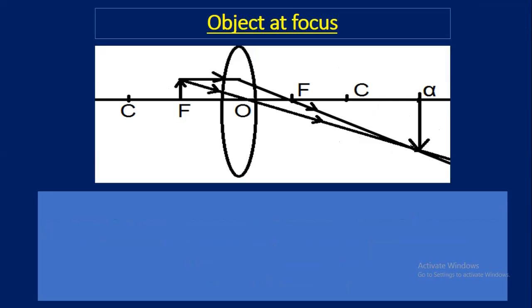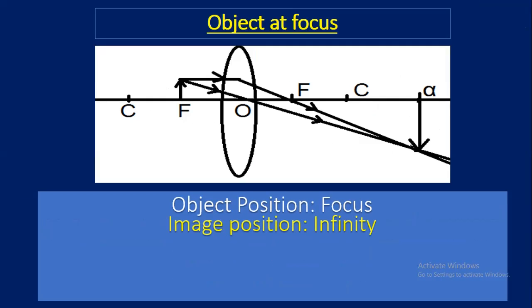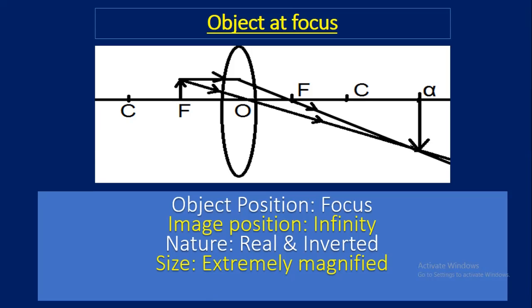And if the object is placed at the focus, that is point F, we will find the position of the image at infinity. Object position is focus and image position is at infinity, and the nature of the image is real and inverted, and the size of the image is extremely magnified. The magnification is much greater than 1, and a much more magnified image will be formed if the object is placed at the focus.